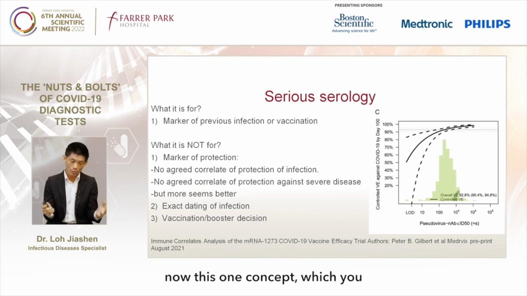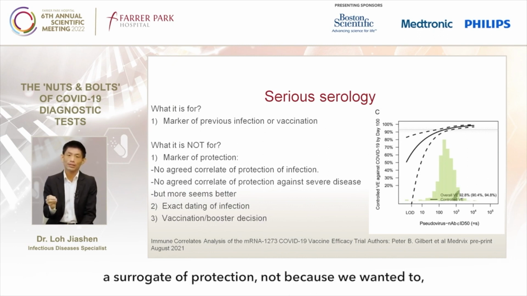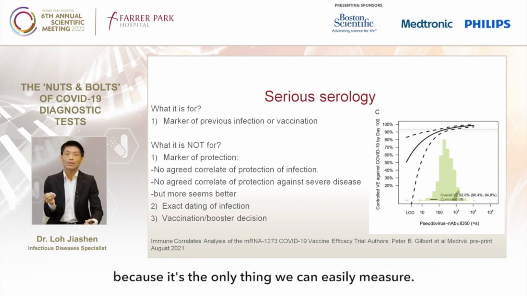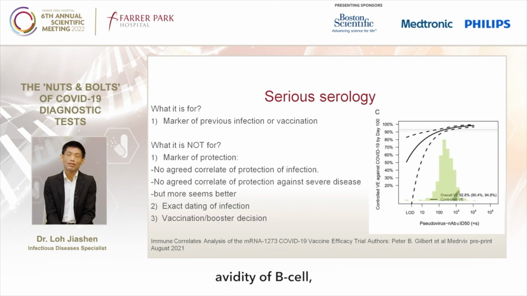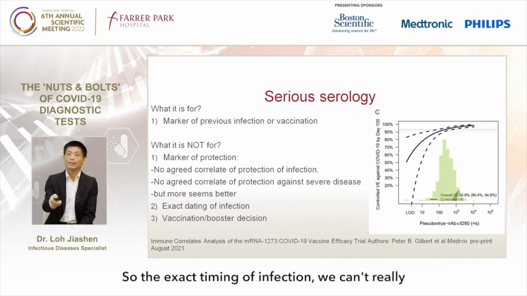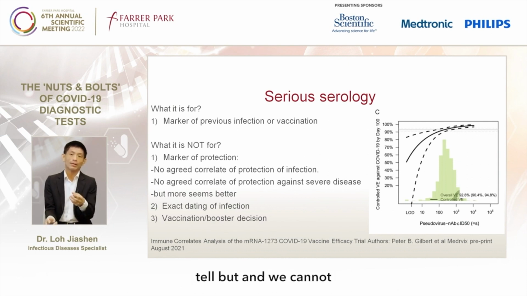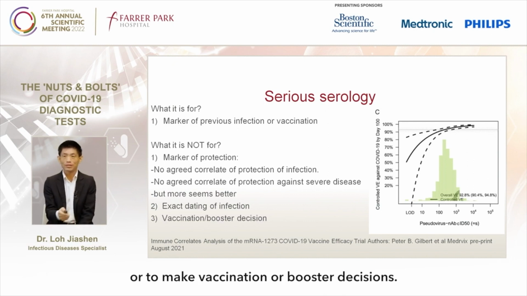Now this is one concept which we want to touch on. Actually, we measure antibody as a surrogate of protection, not because we wanted to, but because it's the only thing we can easily measure. There are other surrogates of protection like T-cell activity and avidity of B-cells, but we couldn't measure those easily, right? So the exact timing of infection we can't really tell, but we can also use it to make vaccination or booster decisions.